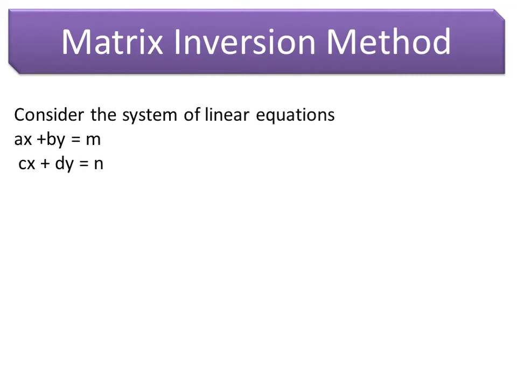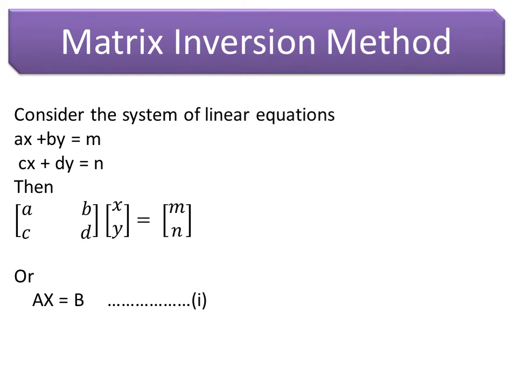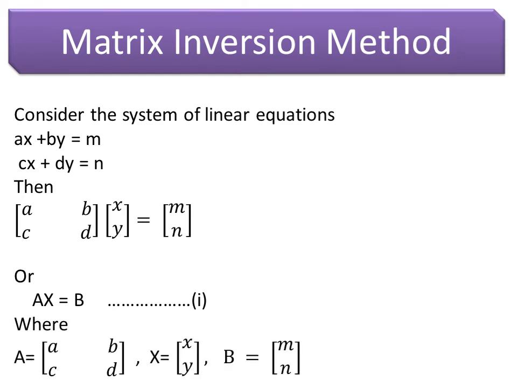In this method, we will consider the system of linear equations. These two equations are ax plus by equal to m and cx plus dy equal to n. From the left hand side, we will separate the real numbers a, b, c and d in the first matrix, and we write unknown variables x and y in the second matrix. And on the right hand side, we will write the real numbers m and n in the bracket, which is equal to AX equal to B. Here A is a matrix with the elements a, b, c and d. X is a matrix with the elements small x and y, and B is a matrix with the elements m and n.